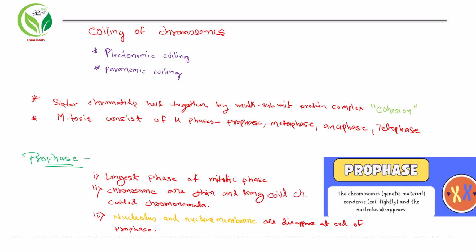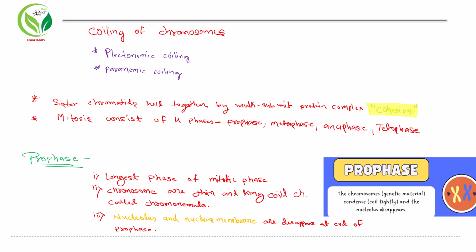What we will study next: sister chromatids are held together by a multi-subunit protein complex, which is called cohesin. This is important, so you should note this one. Whatever I'm highlighting, you can note down as points. And mitosis consists of four phases, as you know: prophase, metaphase, anaphase and telophase.